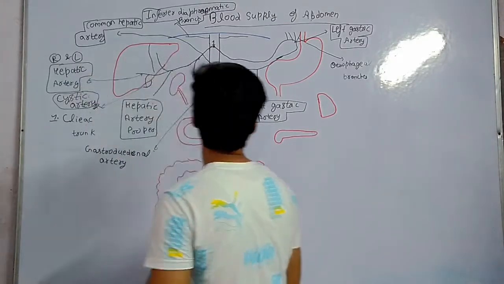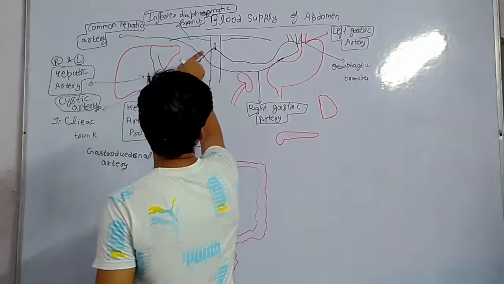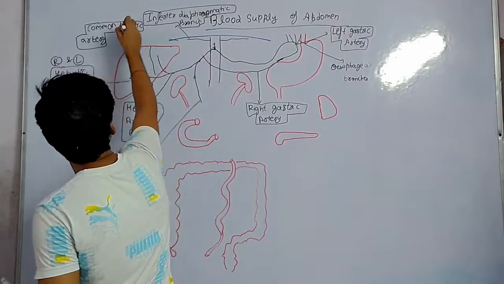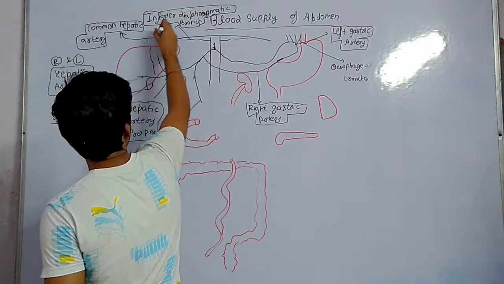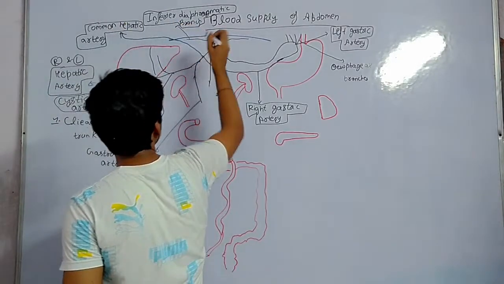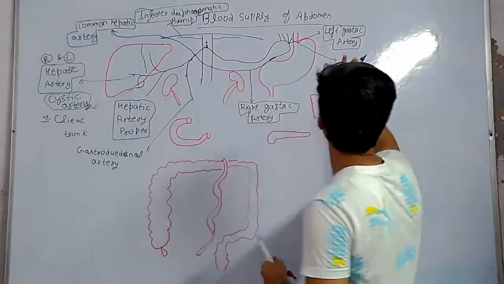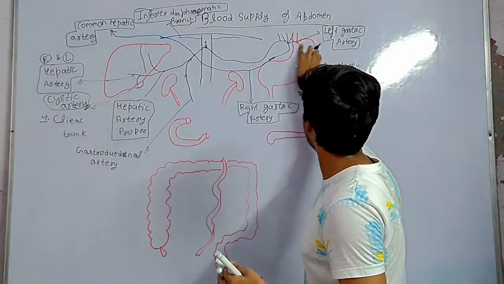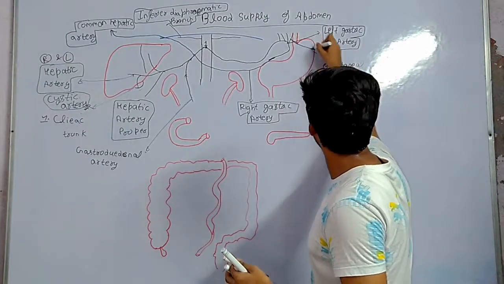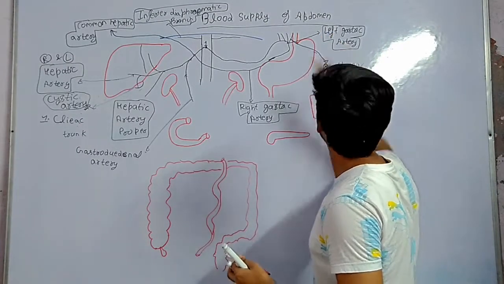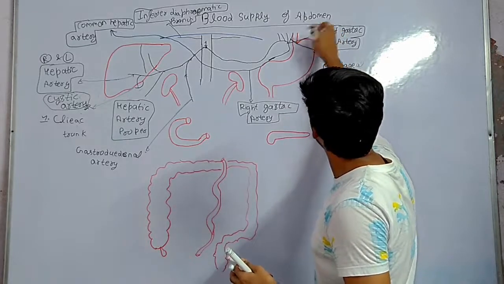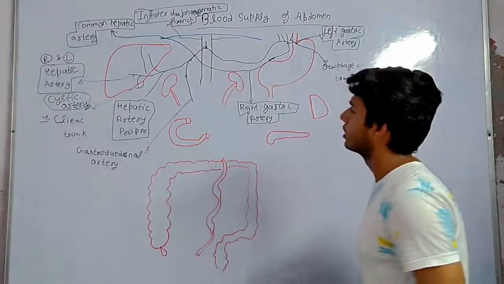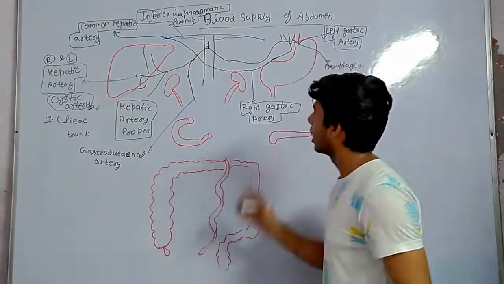Then these are the branches of some arteries. These blue are veins, not arteries, and black are arteries. So these are the arteries and branches. Then come to the another part.